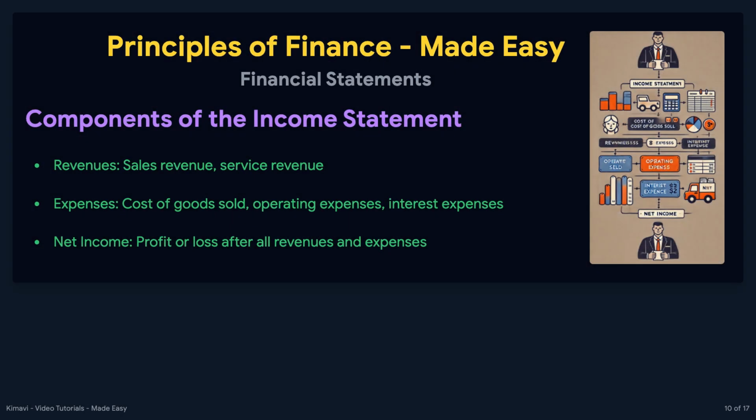The income statement includes revenues such as sales revenue and service revenue, and expenses such as the cost of goods sold, operating expenses, and interest expenses. Net income is the profit or loss after all revenues and expenses have been accounted for.